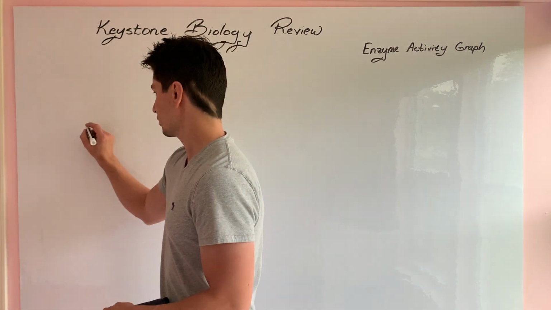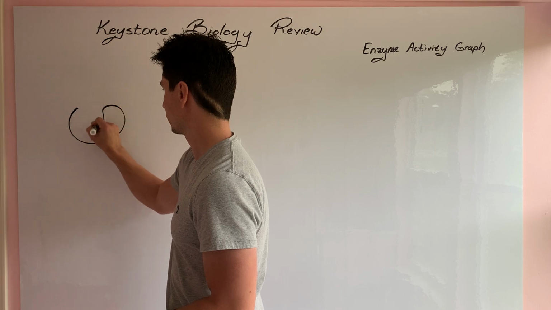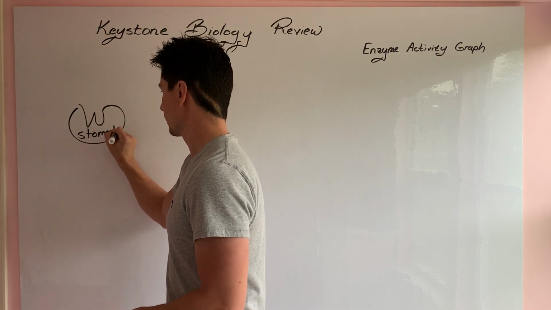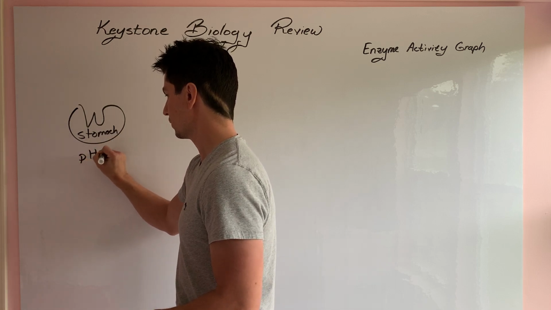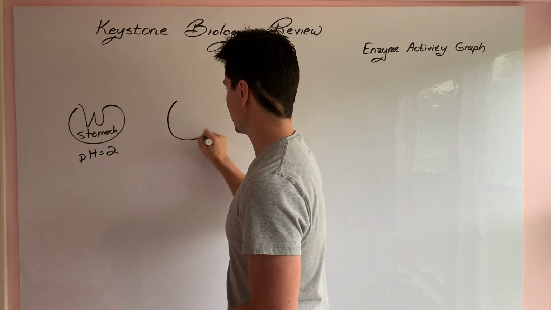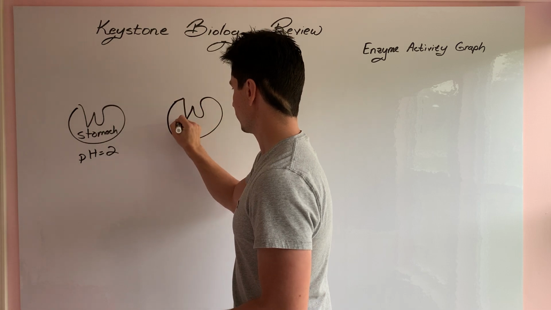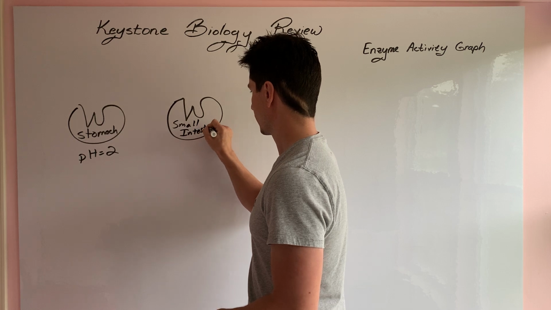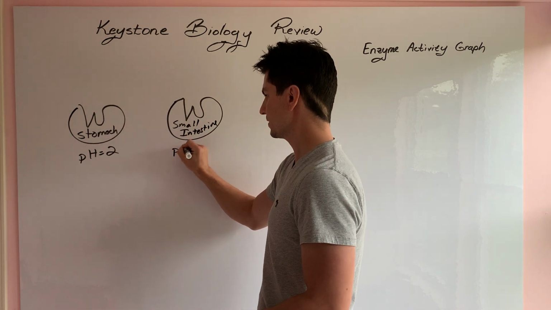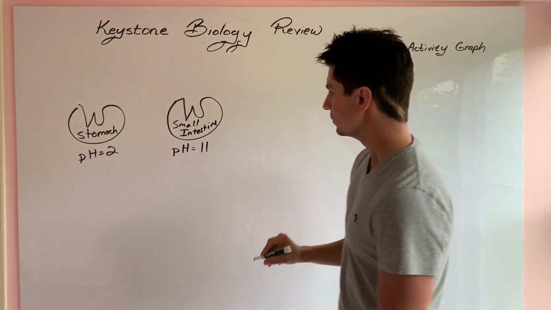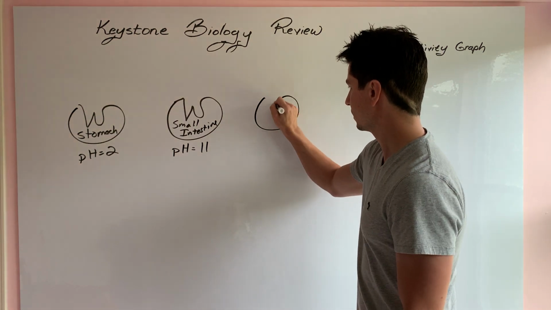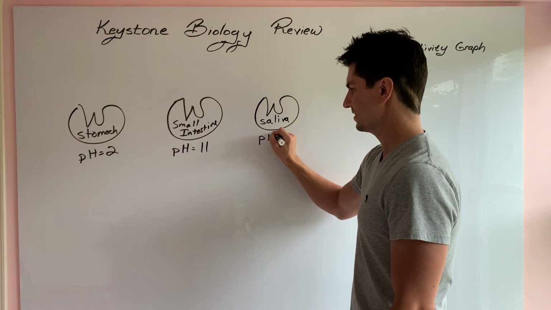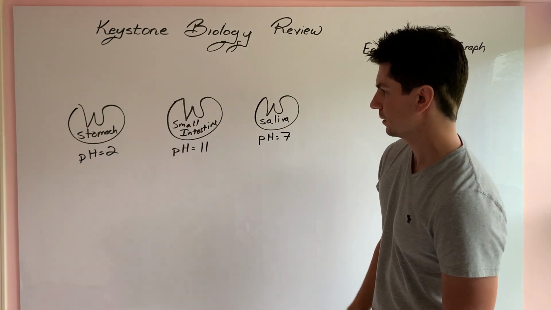So I'm just going to draw 3 enzymes here, okay? We're going to say this is a stomach enzyme. It wants to function at a pH of 2. Let's do an enzyme in your small intestine. Your small intestine probably is going to have a pH of around 11. And then your saliva, or in your mouth, maybe a 6, maybe a 7, somewhere around there, okay?